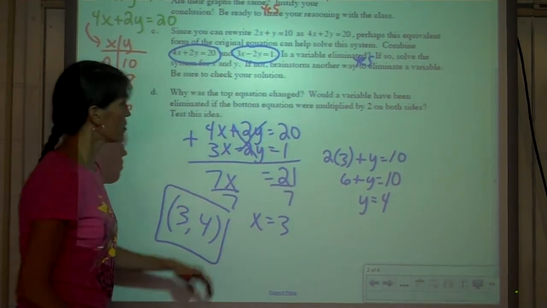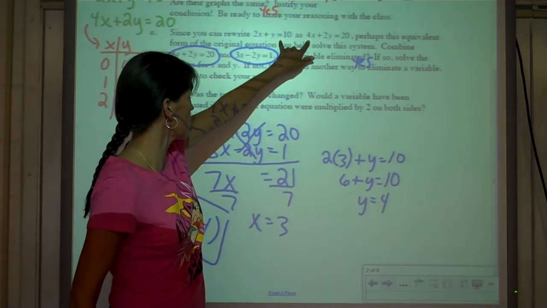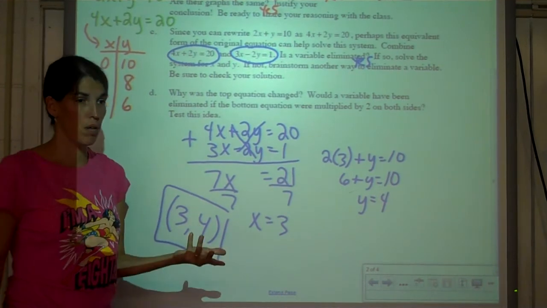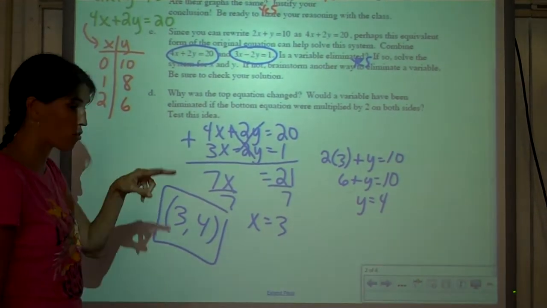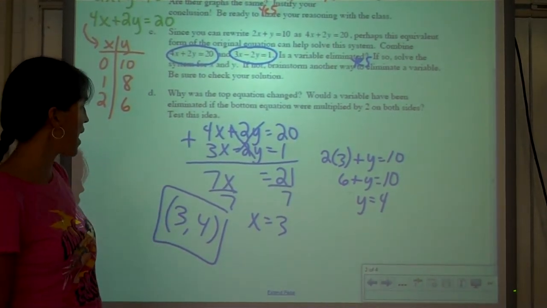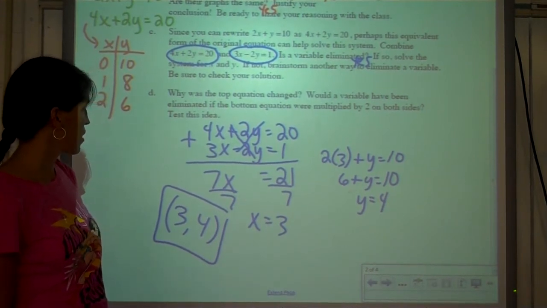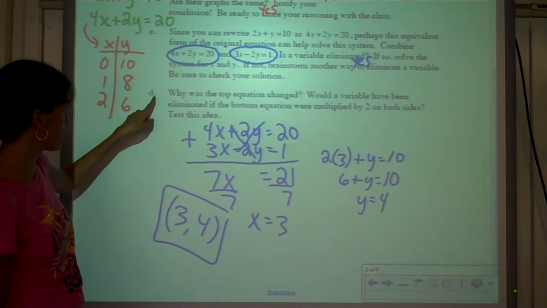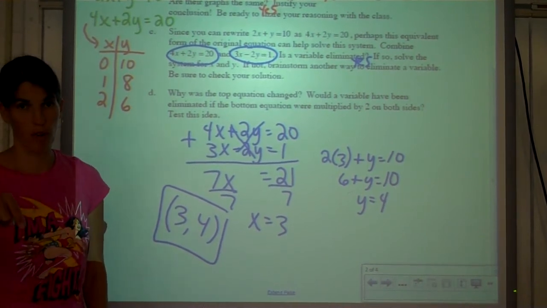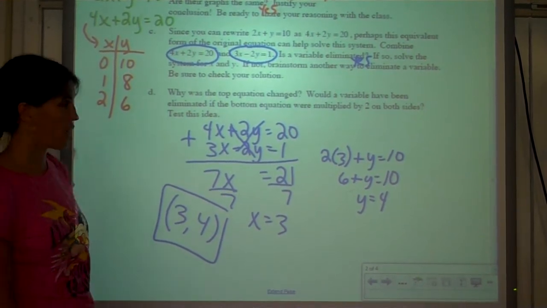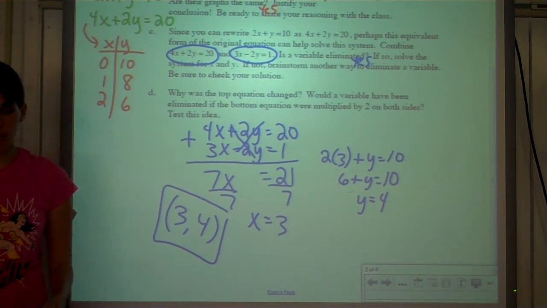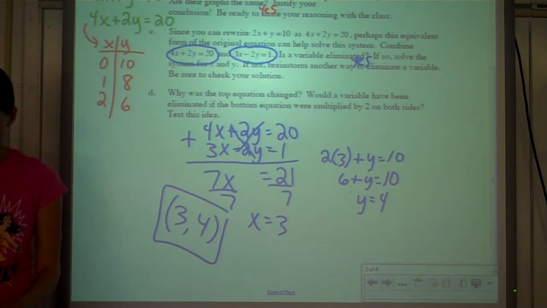So the point is, these two are equivalent. So you can multiply an equation by a number, and they're still equivalent, and then just use that to do elimination. Okay, I want you to answer D as best you can right now. I want you to hit pause right now, and answer D as best you can. And then when you're ready, turn this back on.